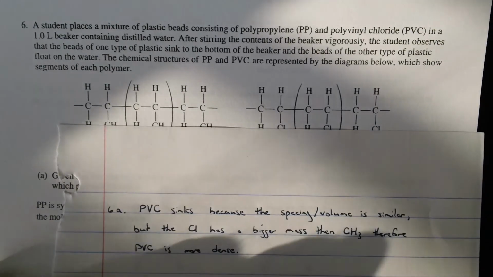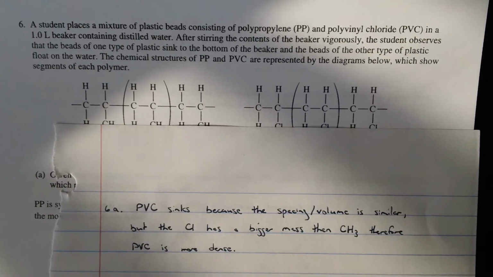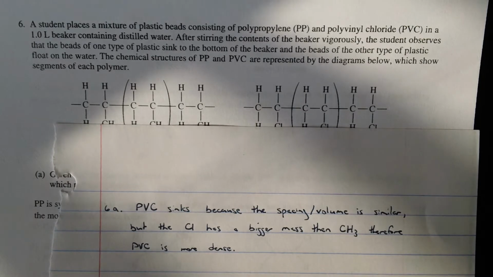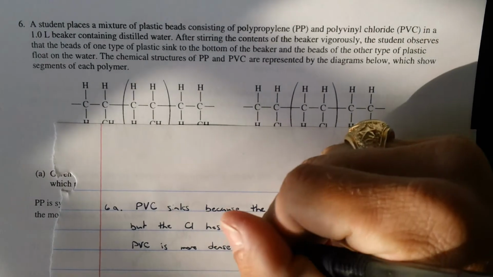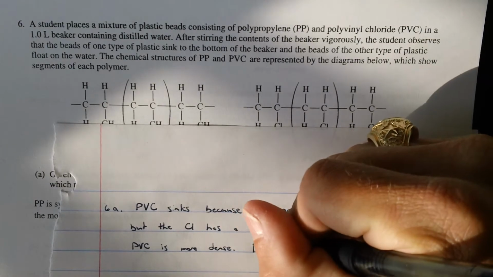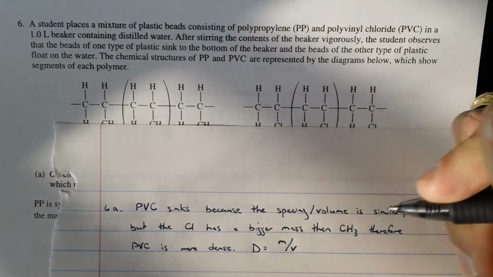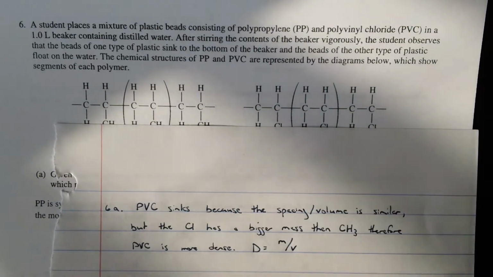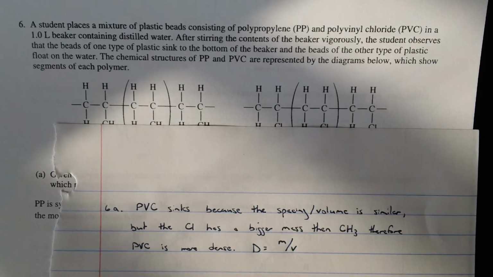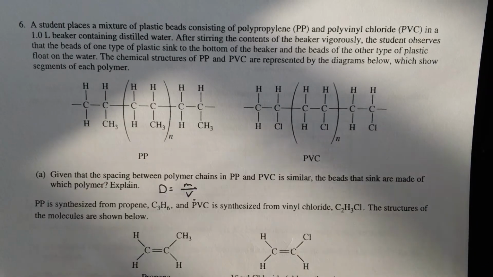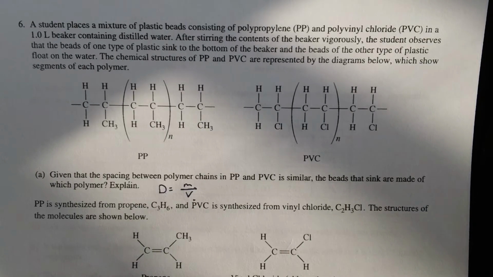And so here's how I wrote it. PVC sinks because the spacing or volume is similar, but the chlorine has a bigger mass than the CH3 that's attached. Therefore, PVC is more dense. If you want to write the density formula in there as part of your justification, I think that's a valid thing to do. Good, that's it. It's worth a point.